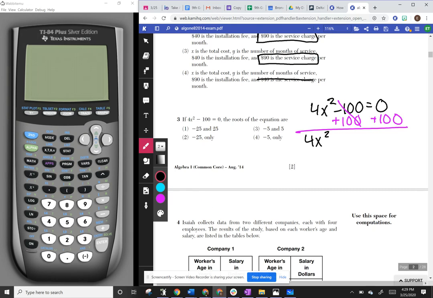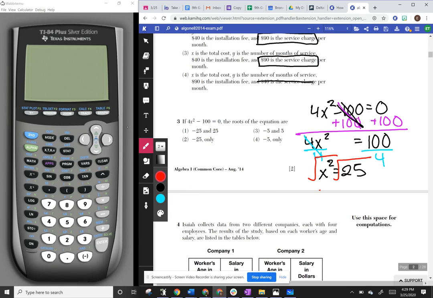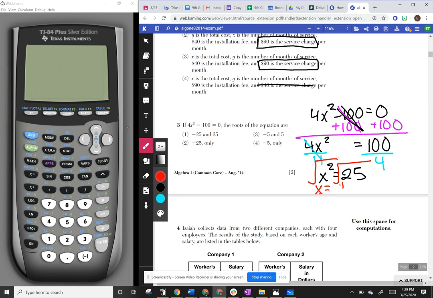4x squared comes down. The 100 and negative 100 cancel out. So that equals 100. And now we're going to divide by 4 on both sides. And we are left with x squared equals 100 divided by 4, which is 25. Now we want to get rid of this exponent, so we're going to take the square root of both sides, and we get x equals plus or minus 5. Whenever you take the square root, you need plus or minus. So that is going to give us option 3.